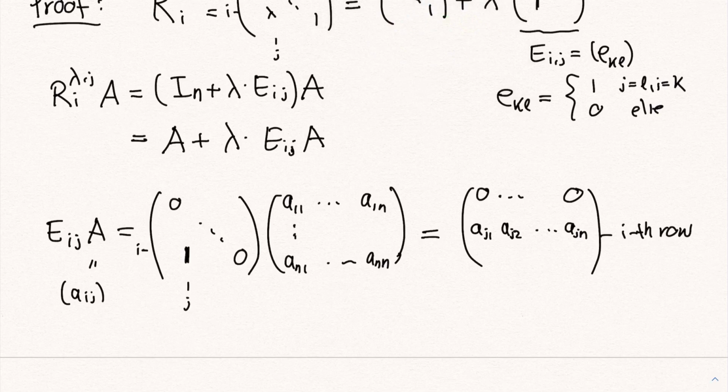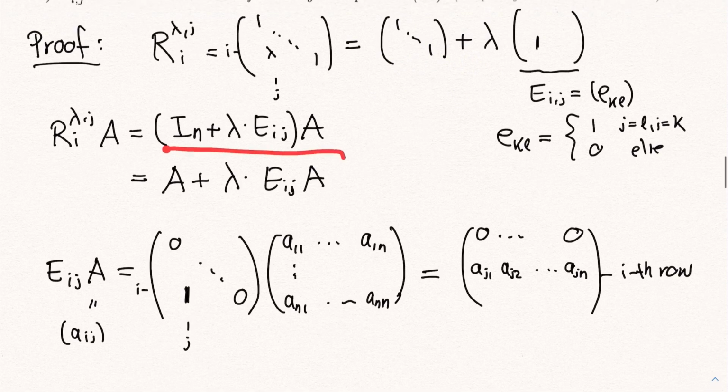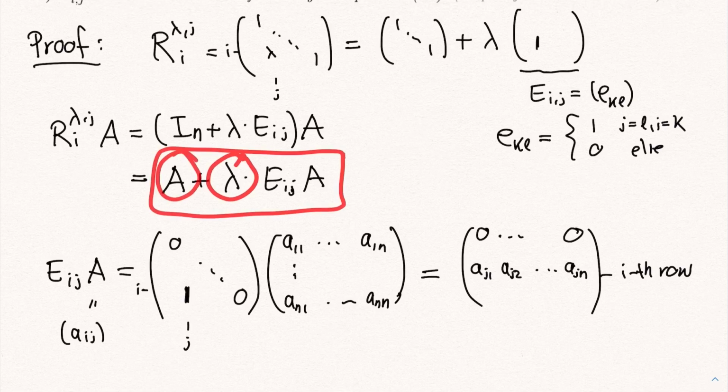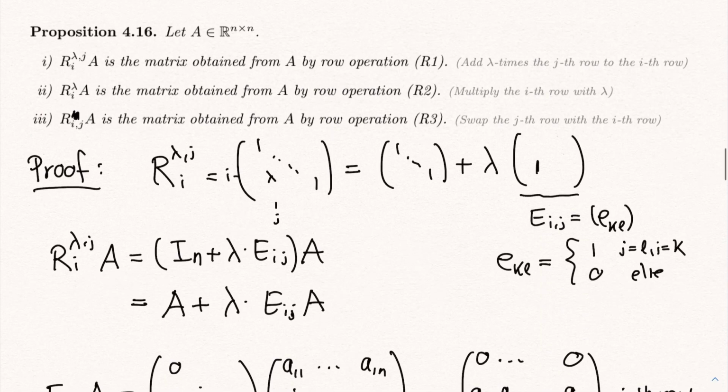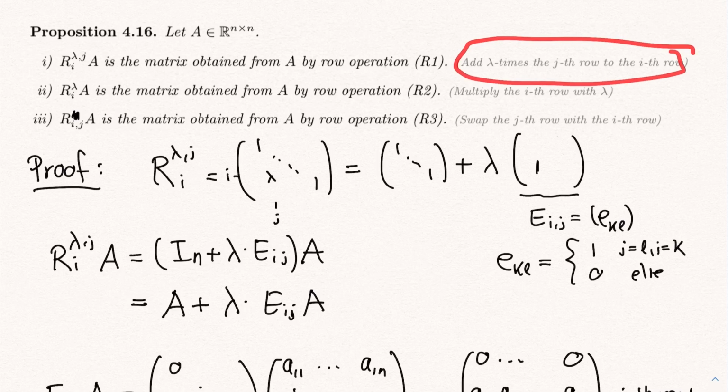And this shows that this matrix here is exactly the matrix A plus lambda times the jth row added to the ith row. And this is exactly what we wanted to show, that multiplying with this matrix corresponds to adding lambda times the jth row to the ith row of A.